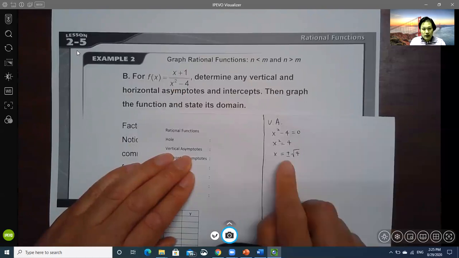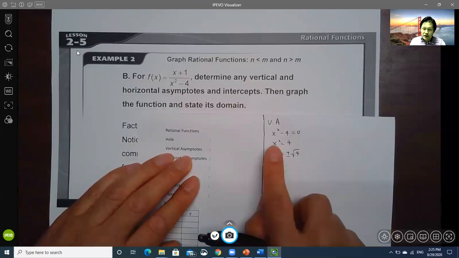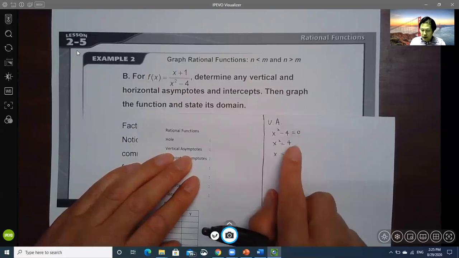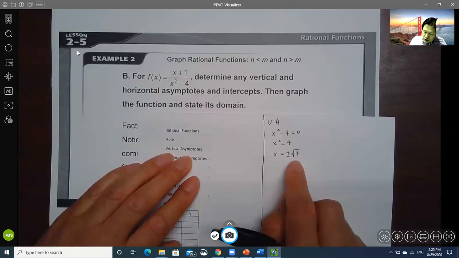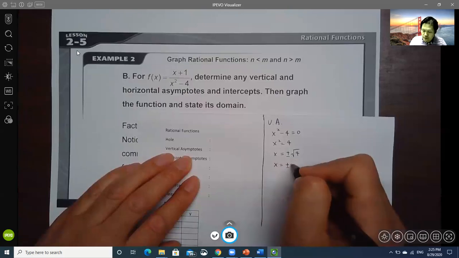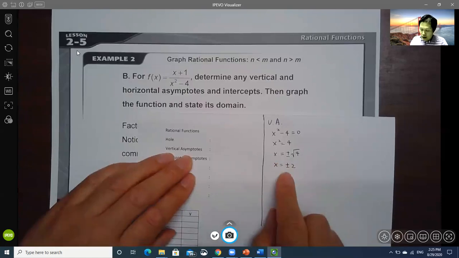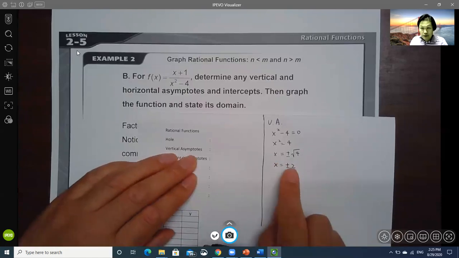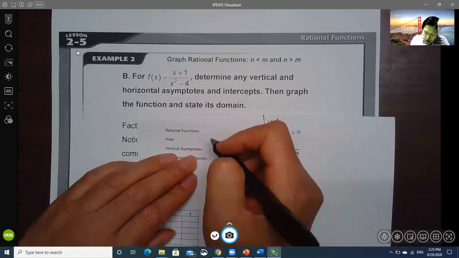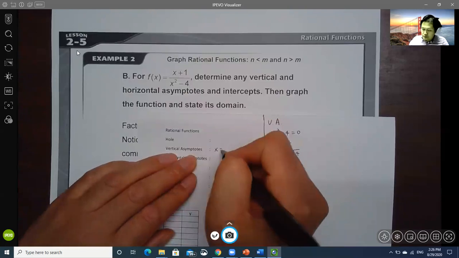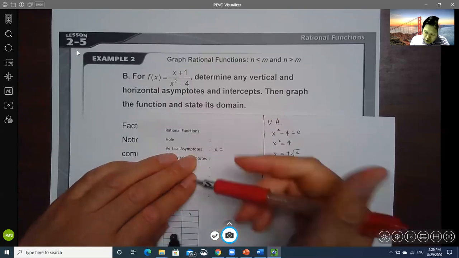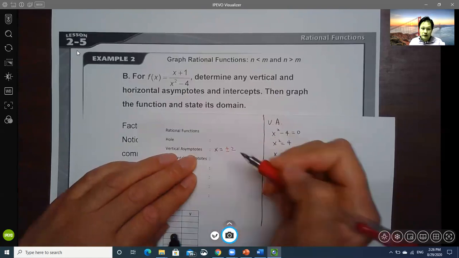Many students miss minus, then I'm going to lose you. Whenever you take your square root both sides, you have to put plus minus. Square root of 4 is 2. So I got vertical asymptote, 2 of them. Okay, x equal to plus 2, x equal to minus 2. And this is a fancy way of writing two of them at the same time. So x equal to plus minus 2 is my vertical asymptote.